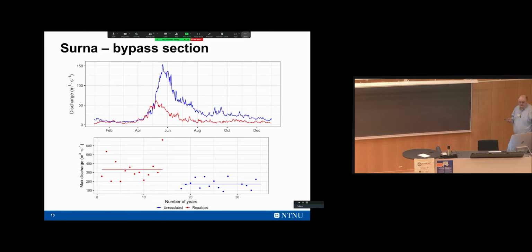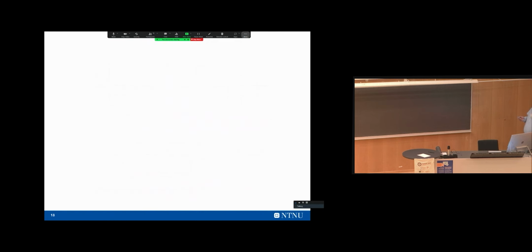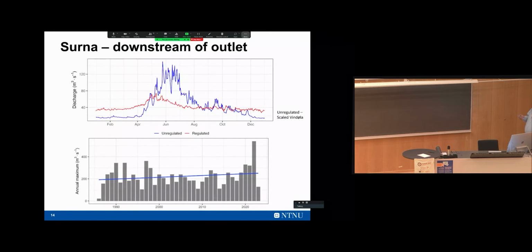And we can look at the rest of Surna, downstream of the outlet. The blue is what it looked like before regulation. The red is what it looked like after regulation. And here you can see the increases in winter flow due to production. And the volume of water in this graph is roughly the same.